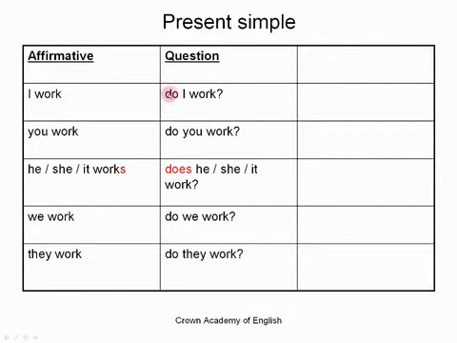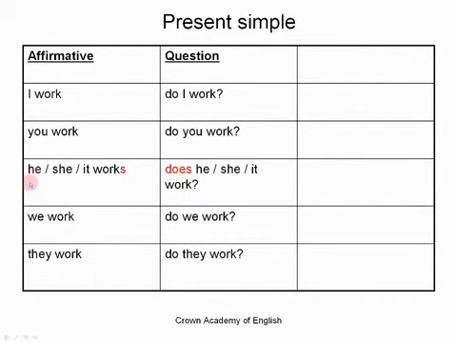So if we compare this one to the I work, how do we make it a question? Well, it's simple. We just add the word do to it. So I work becomes do I work. You work becomes do you work. And this is the only one. Again, it is always the third person singular, which is the one that changes, which is the important one.